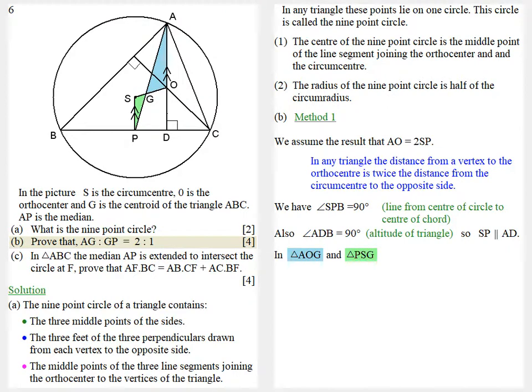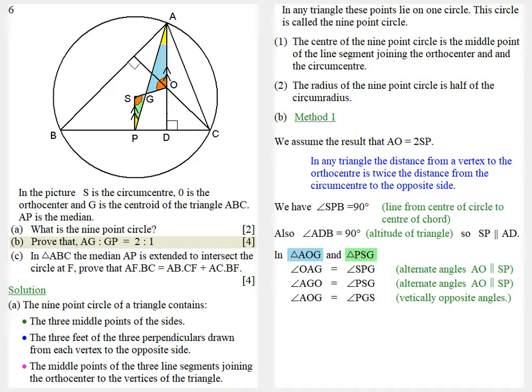So, in triangle AOG and triangle PSG, coloured in blue and green, the angle OAG is equal to the angle SPG. They're alternate angles between the parallel lines AO and SP. Also, AGO is equal to PSG. These are also alternate angles between the same lines. And finally, the angle AOG is equal to the angle PGS. They are vertically opposite angles. So triangle AOG and triangle PSG are similar, AAA.